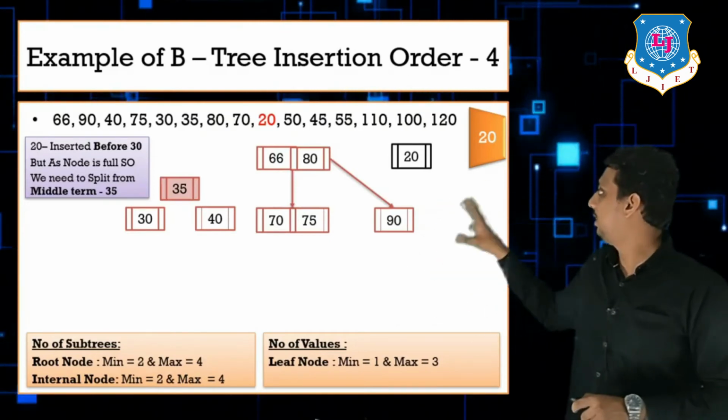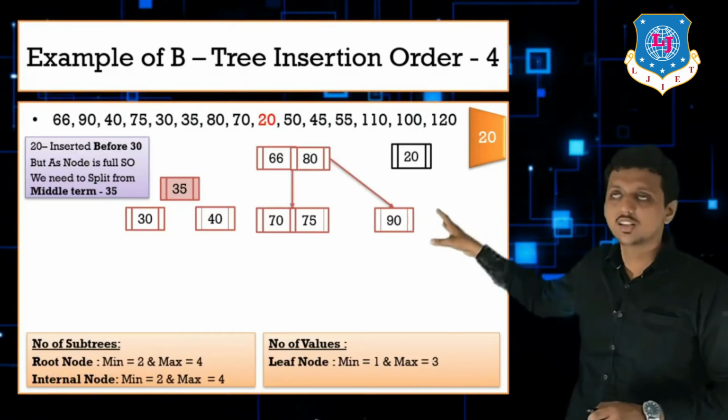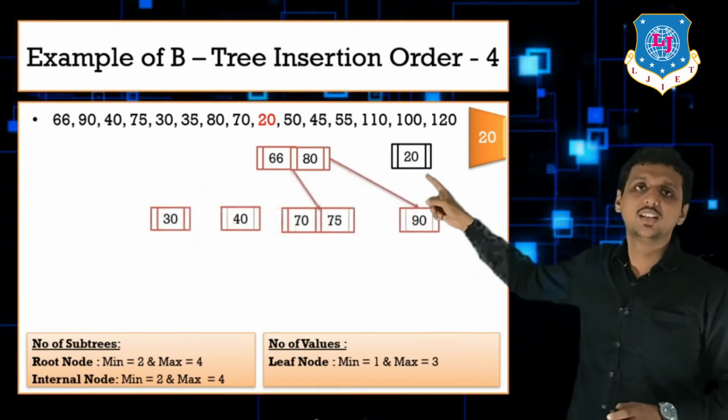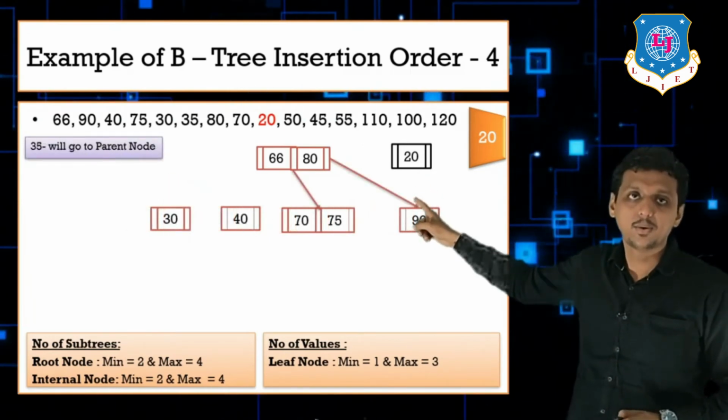Okay, here we have 35, 66 and 80 with us. So just arranging them in ascending order: first we have 35, then 66 and then 80. Okay, here it is.